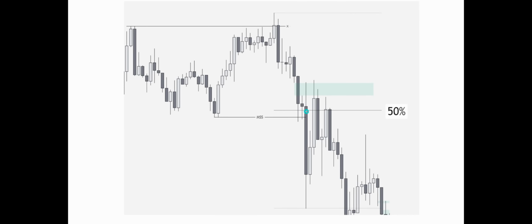So here is that picture enlarged for you guys. As you can see, we have the sweep of liquidity. We have the push lower causing the market structure shift for us to then pull all the way back above equilibrium or above our 50% level, where we have our imbalance, which we can classify as our fair value gap.